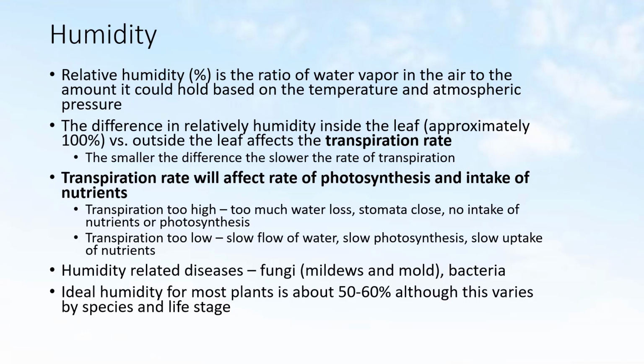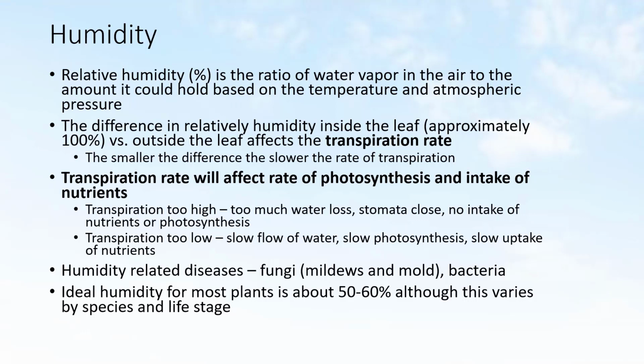Now, the difference in relative humidity inside the leaf versus outside of the leaf affects the transpiration rate. And that's one of the big things that humidity does. It affects transpiration rate. So inside the leaf, you're often at around 100% relative humidity. Outside the leaf is going to be whatever the humidity is of your environment. And the smaller the difference between those two, the slower your rate of transpiration.